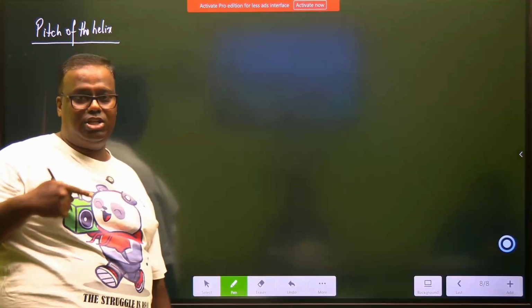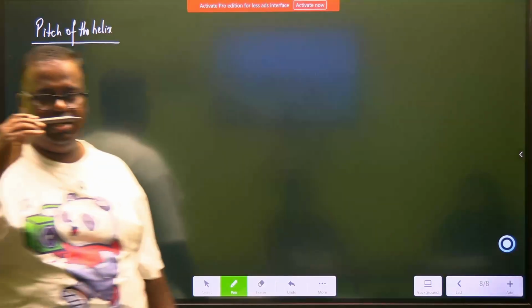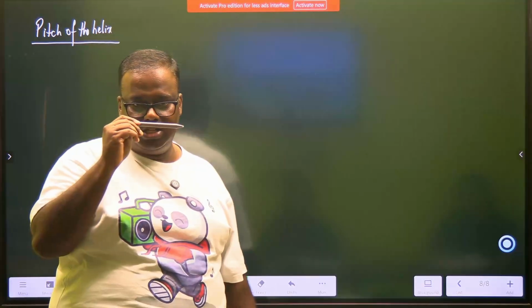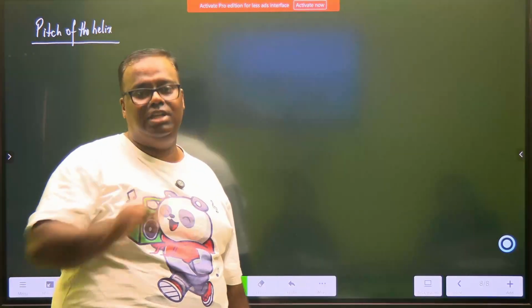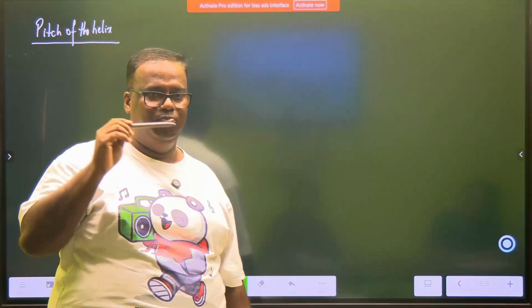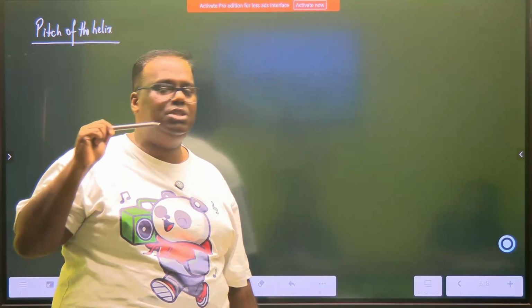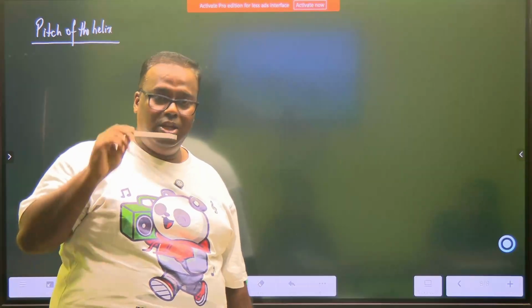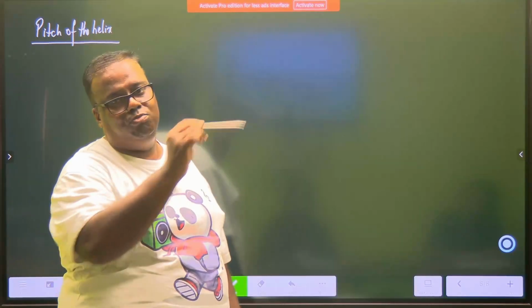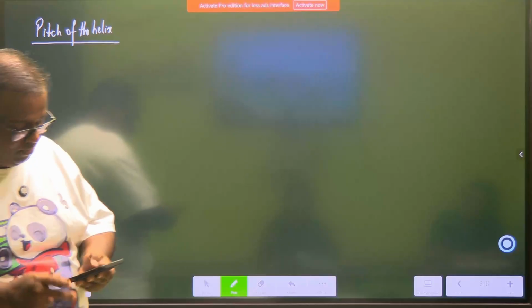In one rotation, pitch is seen for a screw. See, it's like this. In one rotation, what is the linear feed obtained by the screw? A screw goes in and comes out, right? If you rotate once, what is pitch? Pitch is a linear movement. In one rotation, how much movement did you do? Yeah, you can write down.